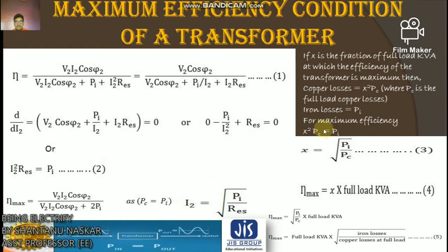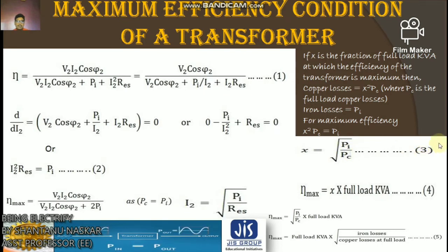Now if x is the fraction of full load kVA at which the efficiency of the transformer is maximum, then copper loss equals x square Pc, where Pc is the full load copper loss, and iron loss equals Pi. So for maximum efficiency, x square Pc equals Pi, therefore x equals root over Pi by Pc. This is equation number 3.